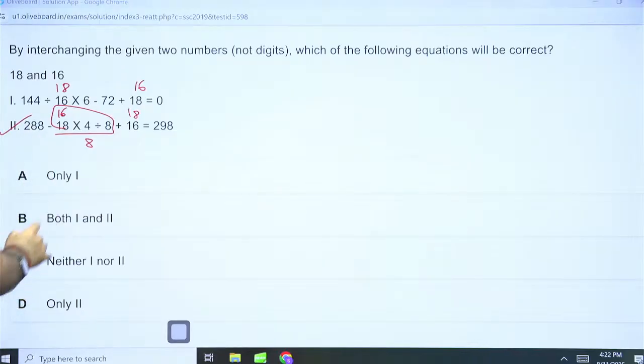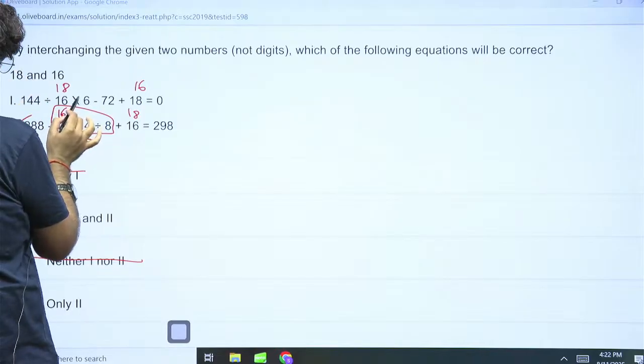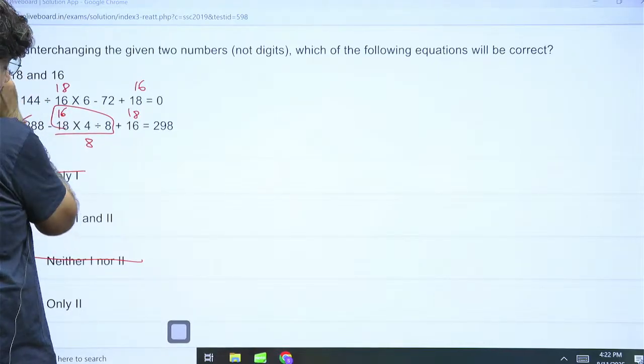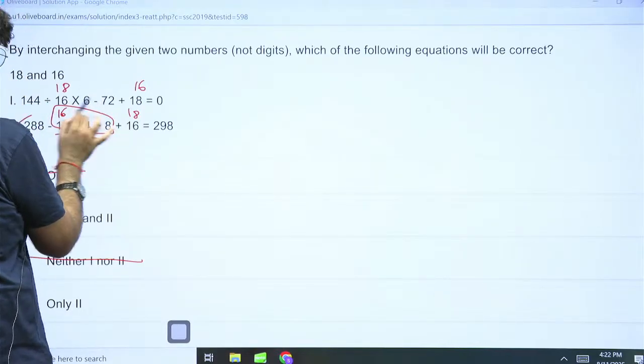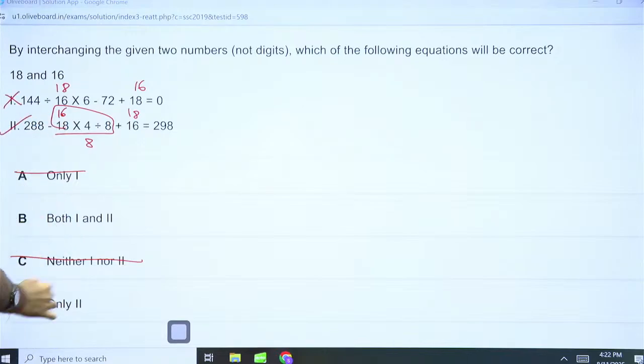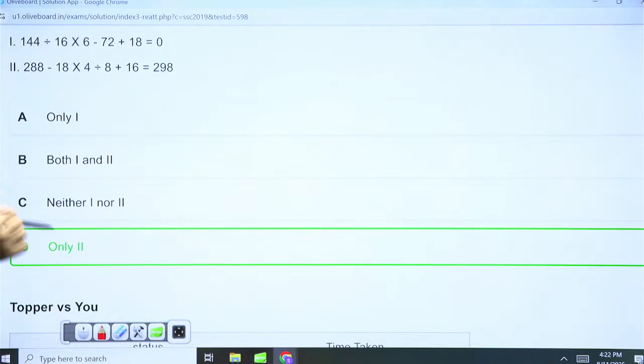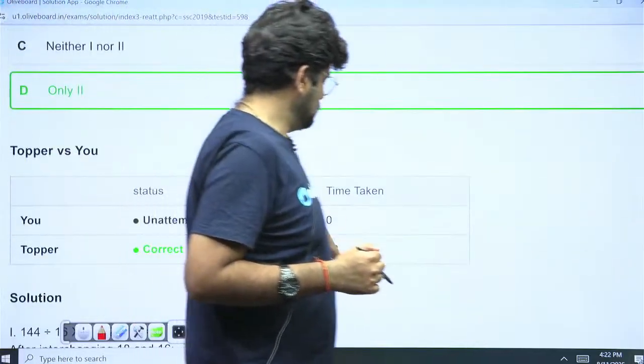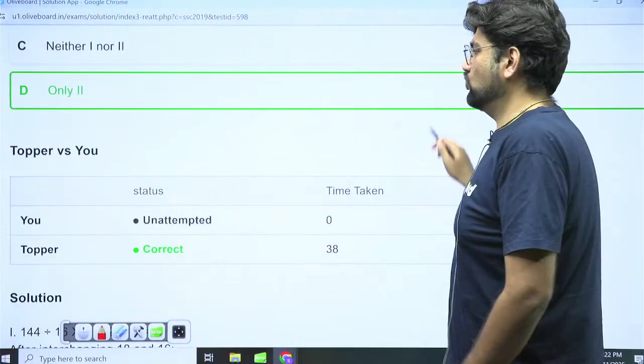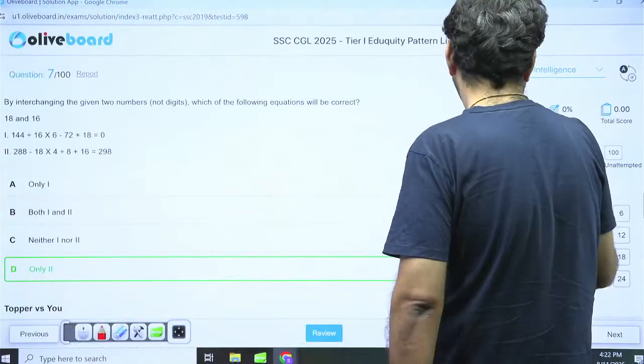Okay. So this is gone. This is gone. And what about this one? 144 and 18. It's 8. 8 into 6, 48. 48 plus 18 is not 72 definitely. So this is incorrect. So only 2 is the right answer. Cool. Pretty easy. 38 seconds. Okay, not bad. Still good. Very good. Okay, next.